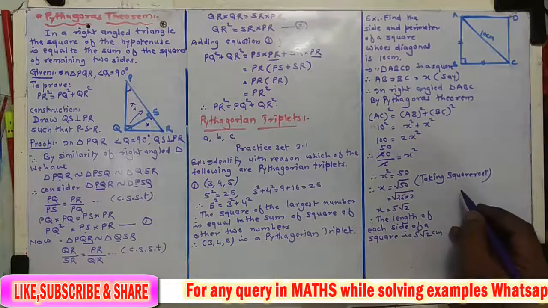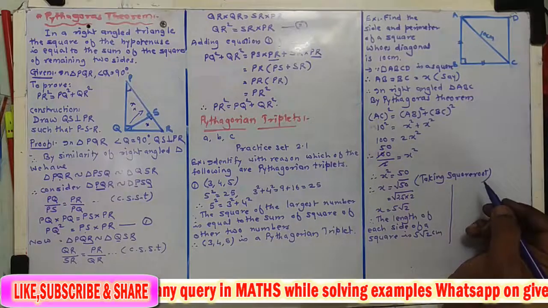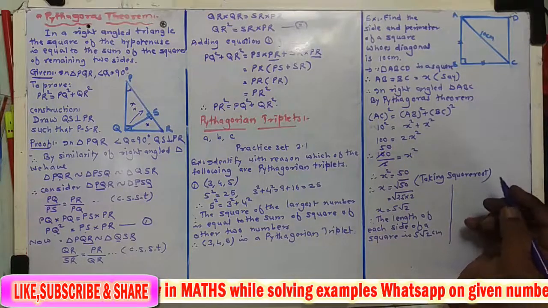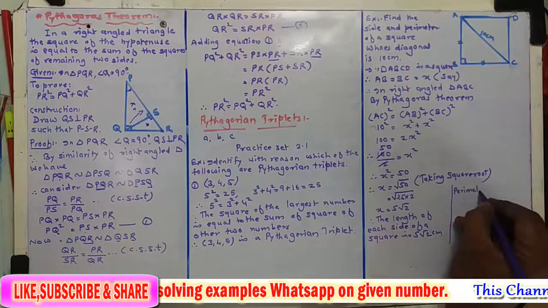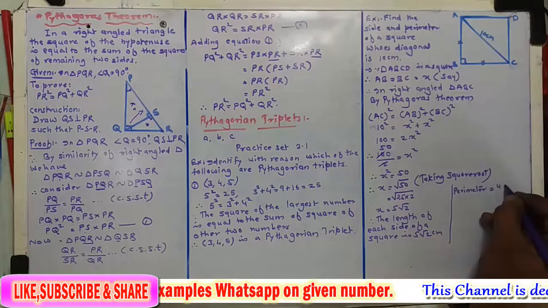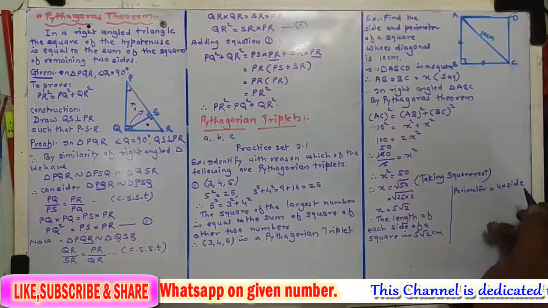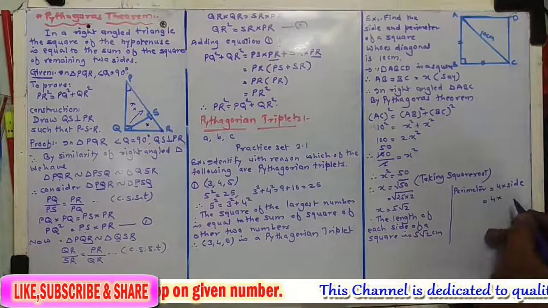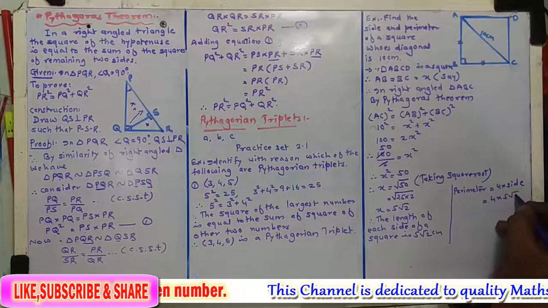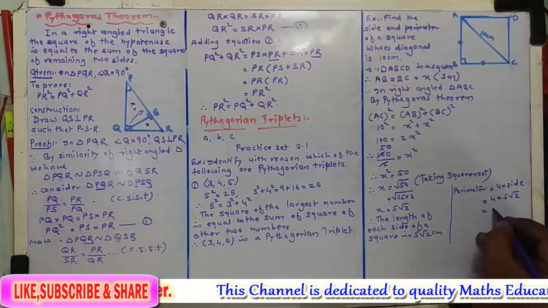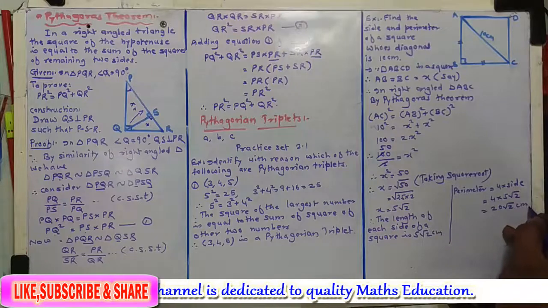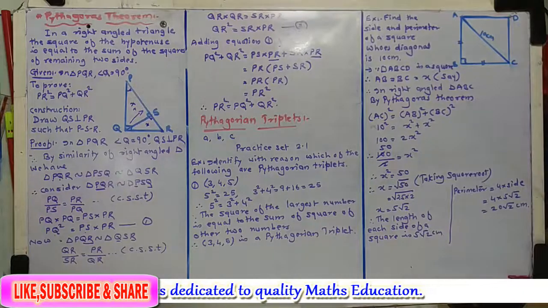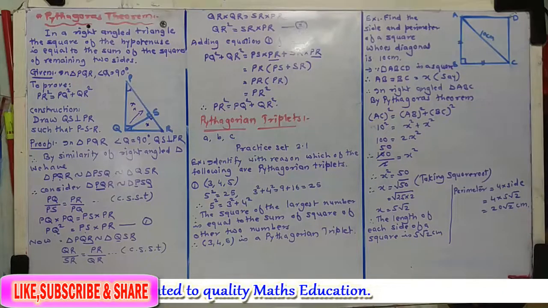Okay, now after that what do we have to find? We have to find the perimeter. Now the perimeter of a square, the formula is 4 into side, that is 4 into 5 root 2, that is equal to 4 fives are 20 root 2 centimeter. Okay, so in this way we have to solve this example.